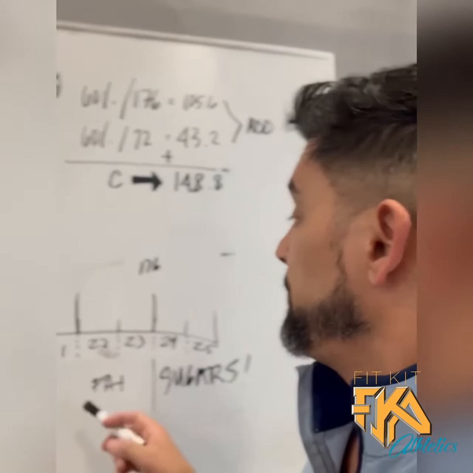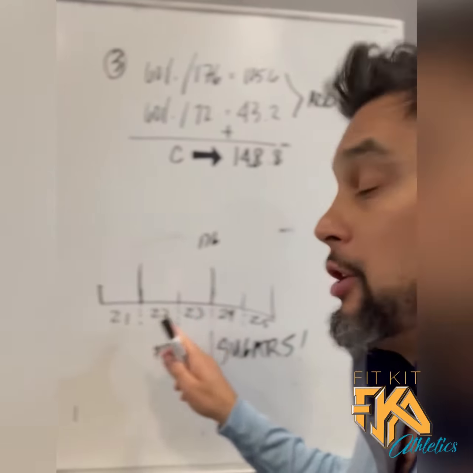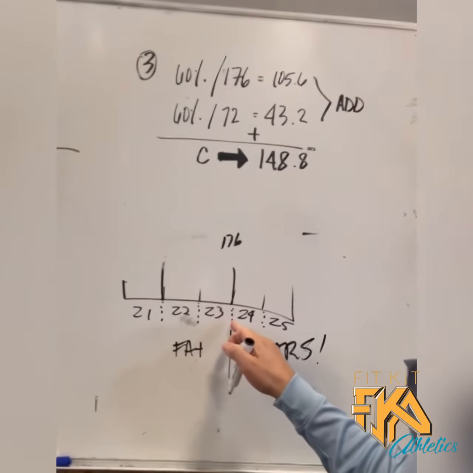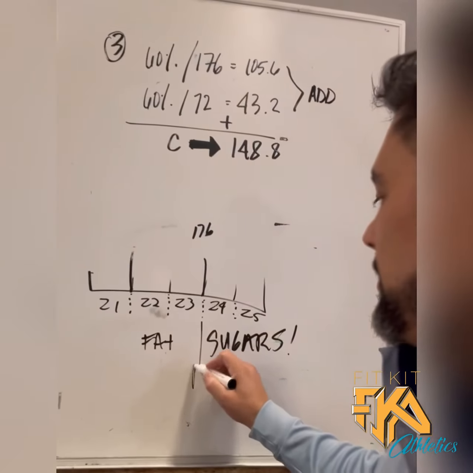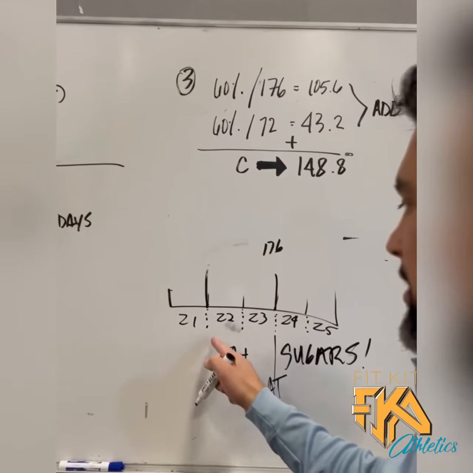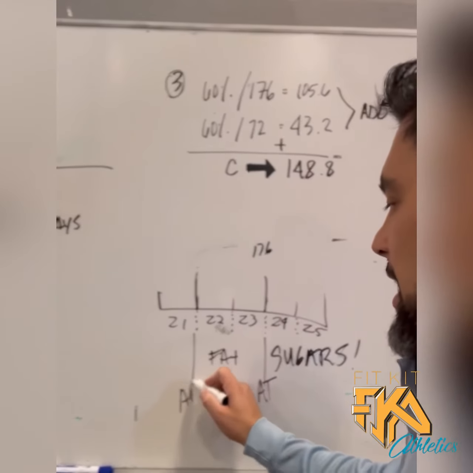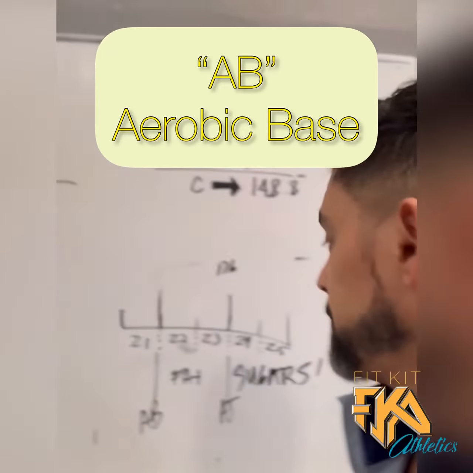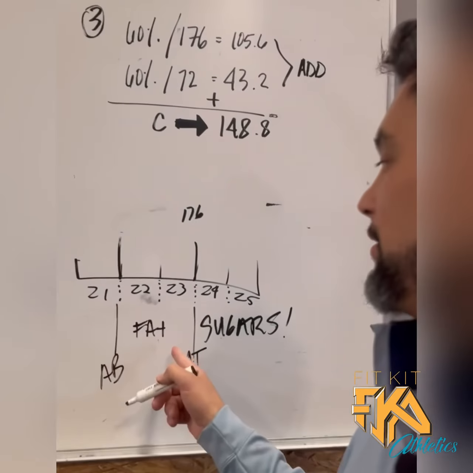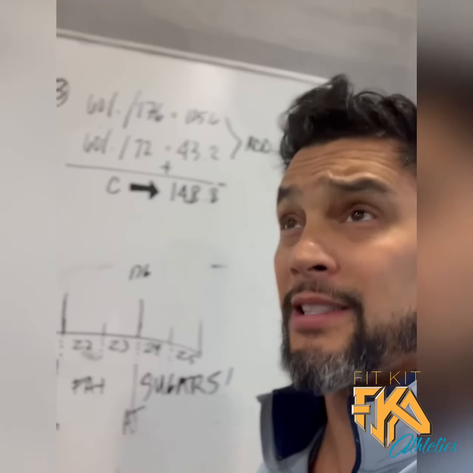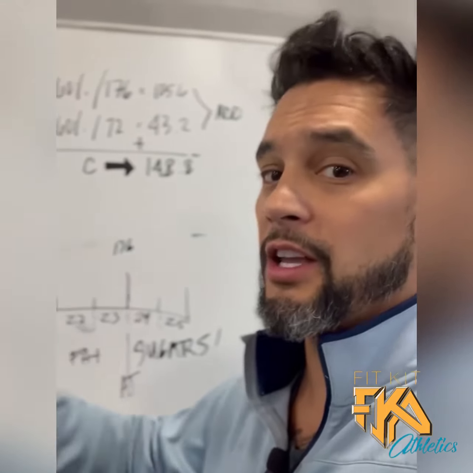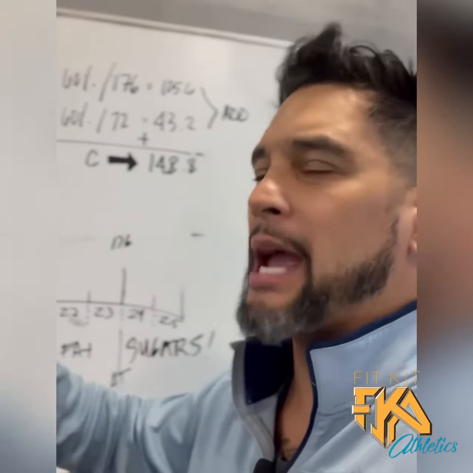Basically, that means if I looked at what my zones looked like, okay? The break between zone 3 and zone 4 is what's called an AT, or an anaerobic threshold. The break between zone 1 and zone 2 is called AB, or an aerobic base. All right? Anything that's this side of that AT, for all intents and purposes, let's just say it's all fat. Once you get past that AT, now you're starting to get into the sugars. All right, that's more boot campy, the hard stuff.